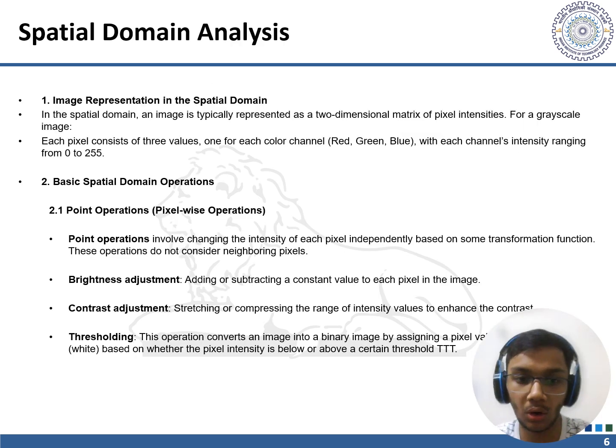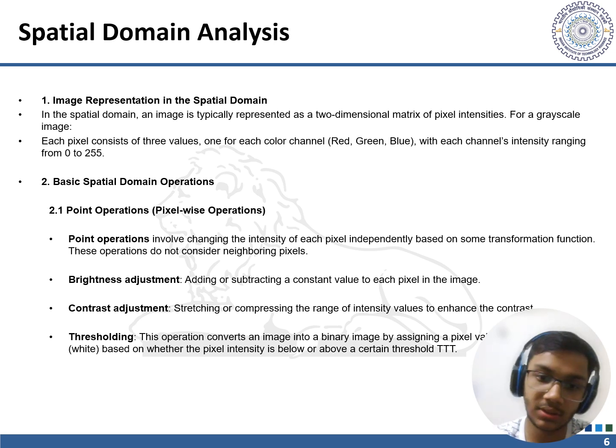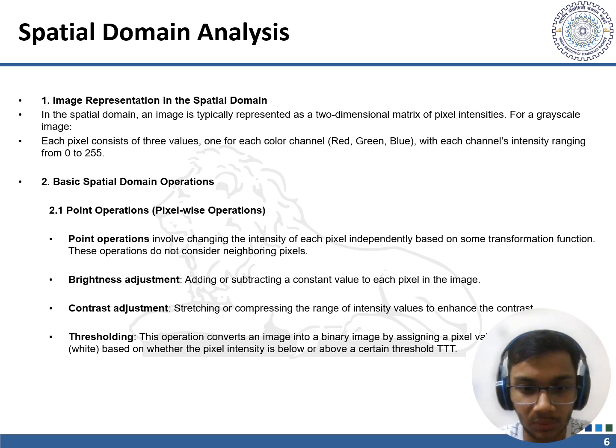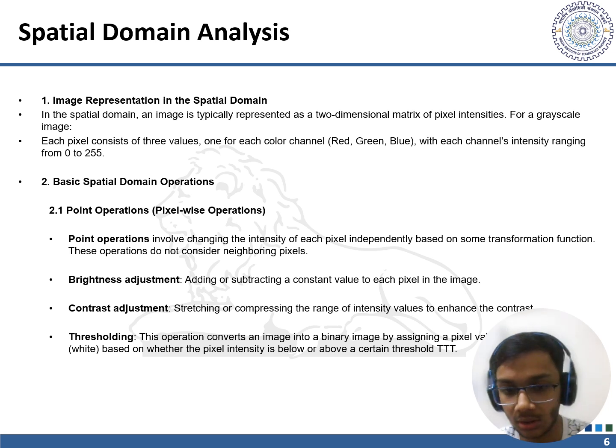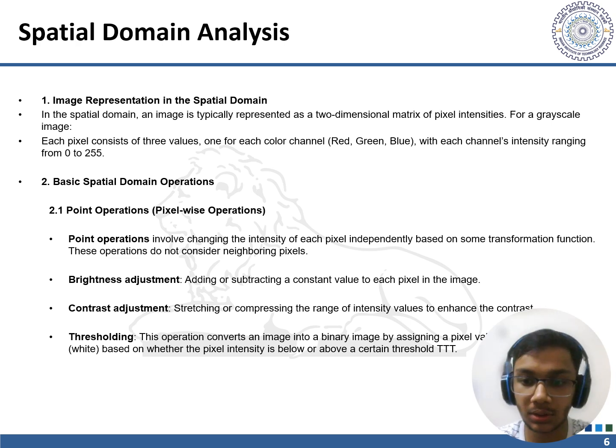Moving further onto spatial domain analysis, we have already discussed how an image is represented in the spatial domain. Let's now go on to operations in this domain. The first type of operation is point operations or pixel-wise operations, where we independently change or operate on each pixel. The basic outcomes that can be achieved from these operations are brightness adjustment, contrast adjustment, and thresholding. Let's go on to the next one.